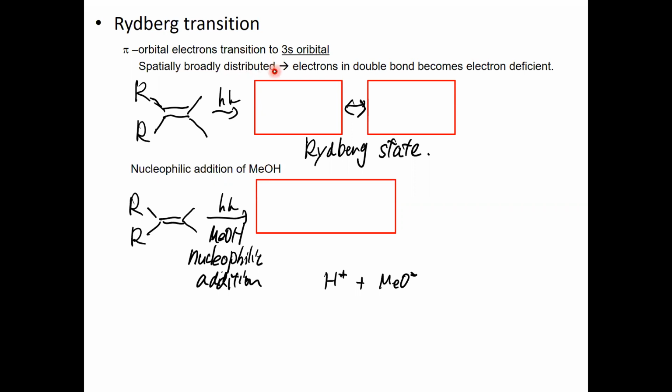So what happens here is the pi electron is in the double bond, and when this one is excited to the higher number of s orbitals, this double bond becomes electron deficient, right? So electron deficient.